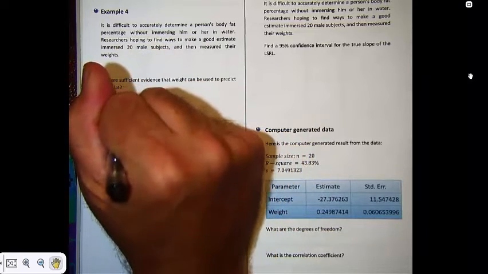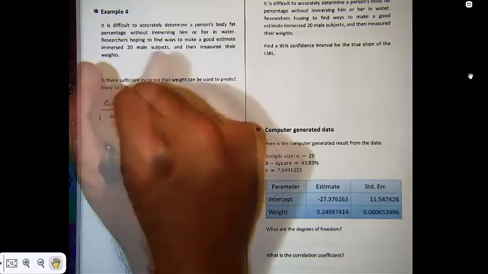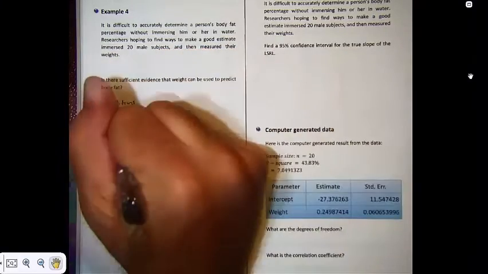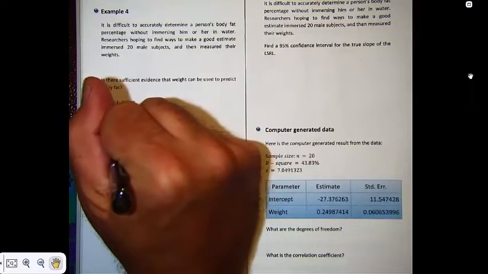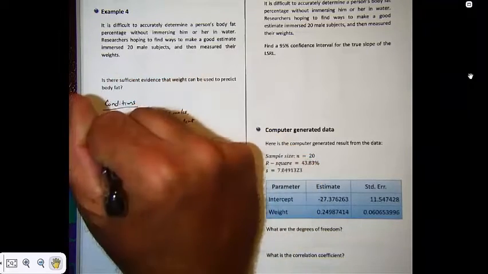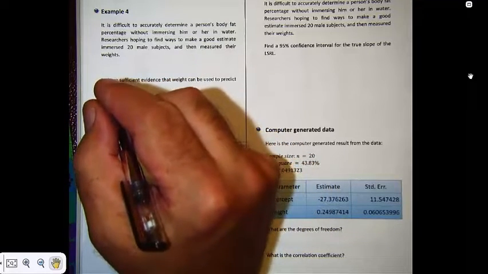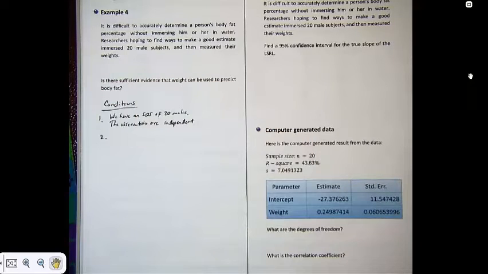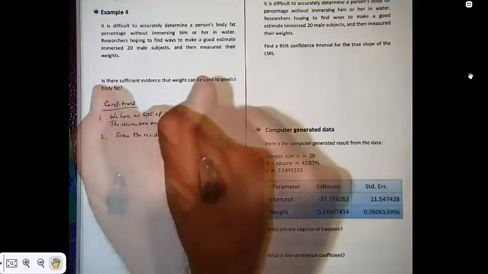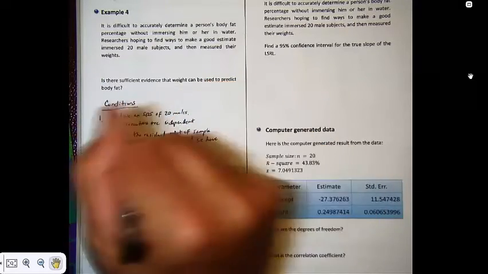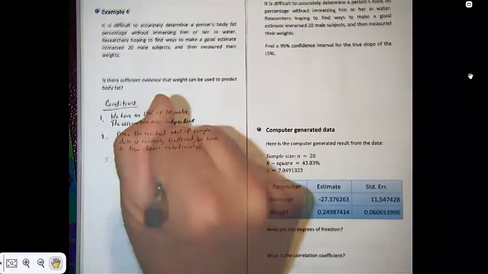In the first one we can say that we have an SRS of 20 males where body fat and weight are measured. And based on that SRS of data, we can assume that the observations are independent. Now condition 2, we need to establish that we have a true linear relationship. By checking the residual plot we looked at earlier, since the residual plot of sample data is randomly scattered, we have a true linear relationship.